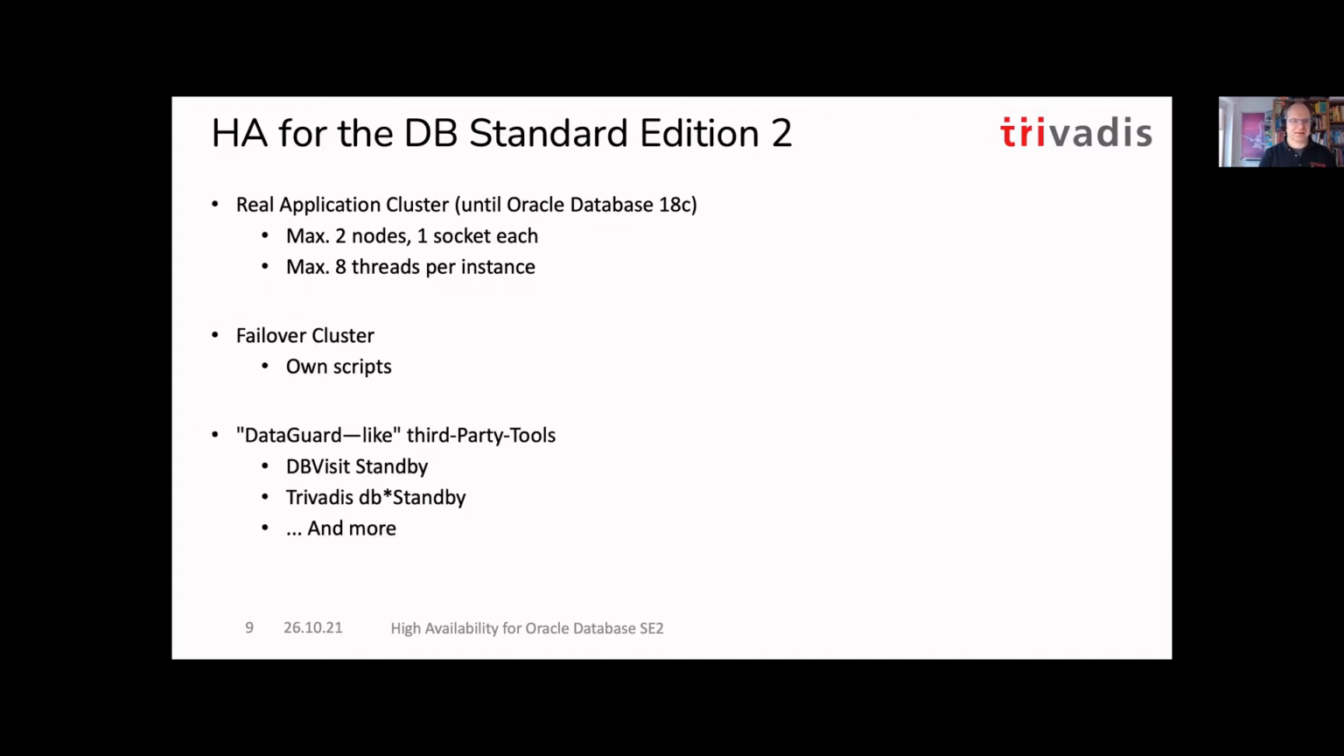And we have some Data Guard-like third-party tools. DBVisit Standby, and we at Trivadis have DB Star Standby, which is basically the same. All they do is ship the archive log files from one server, one database, to the other, and on the standby side, the redo logs are applied. That's what we can do now. And it's, of course, cheaper. The base price is much cheaper. Of course, there are limitations, but many customers can live with that.